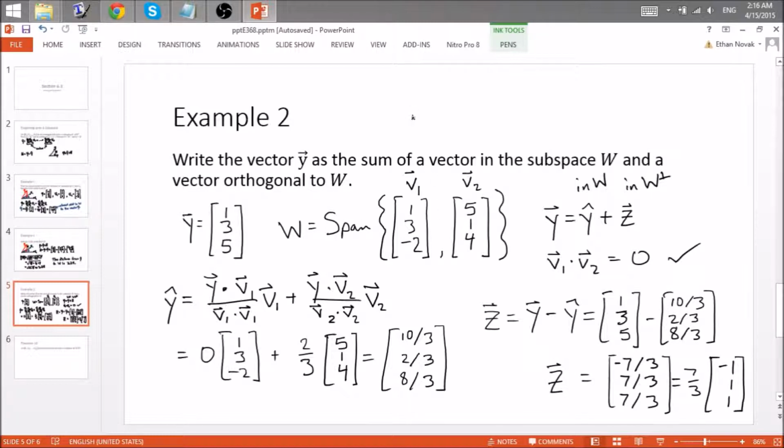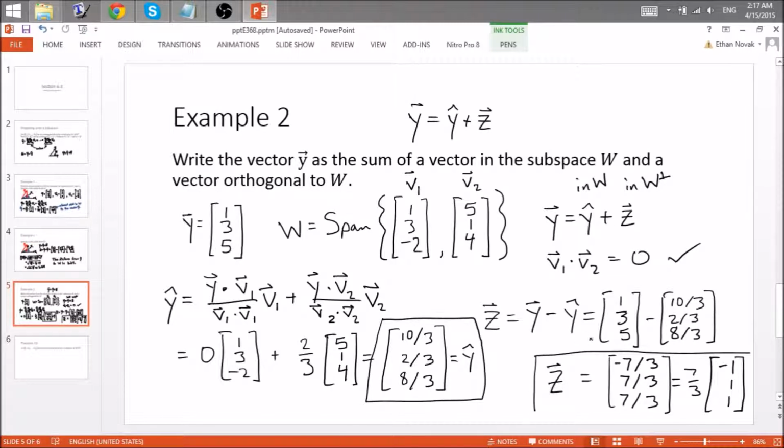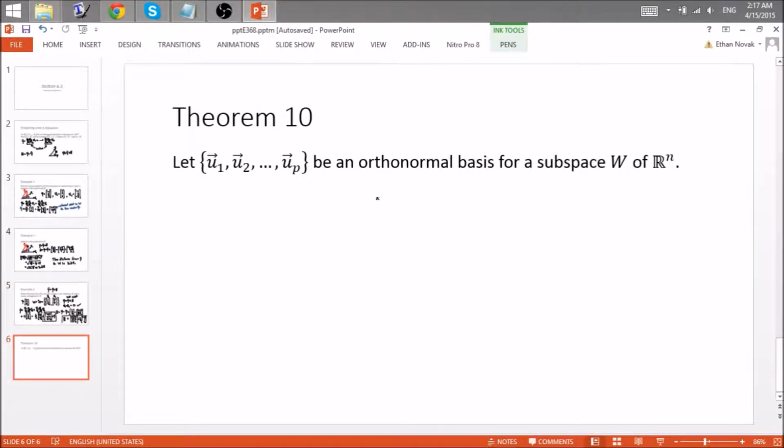So we have written y as the sum of two vectors, y hat and z, where z is the vector 7/3 times negative 1, 1, 1, and y hat is the vector 10/3, 2/3, 8/3. So now let's take a look at theorem 10. Theorem 10 says that we have an orthonormal basis for subspace W in Rn. Notice that now we are no longer just working with an orthogonal basis, but we have an orthonormal basis. That means that all the vectors are unit vectors. That means that everything has length 1.